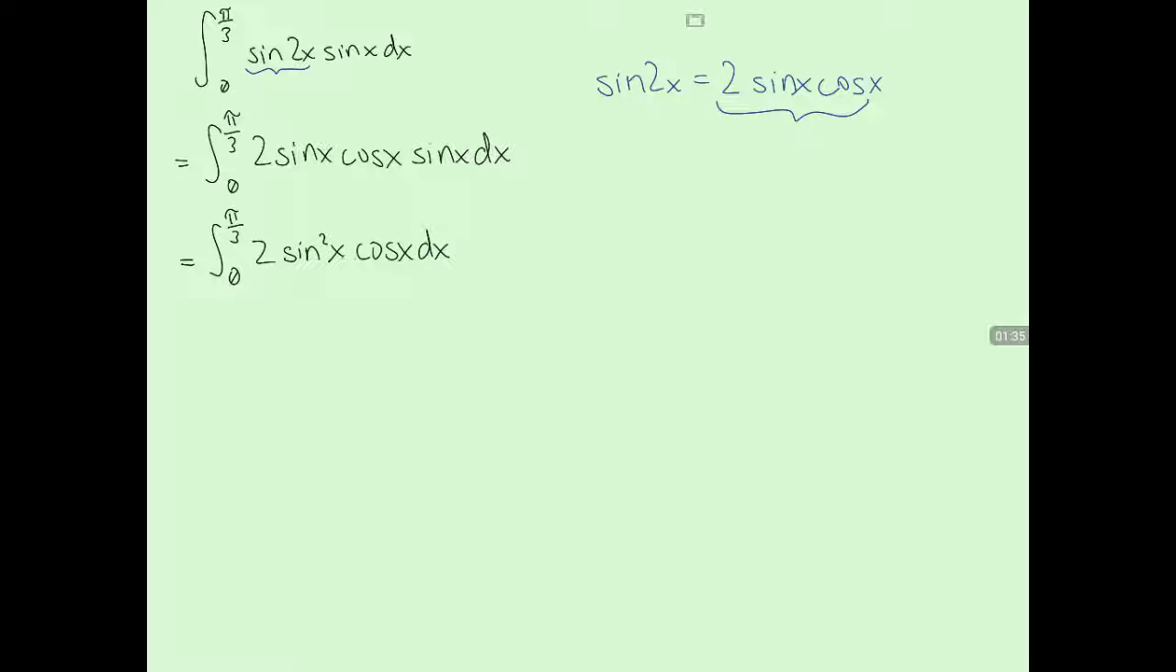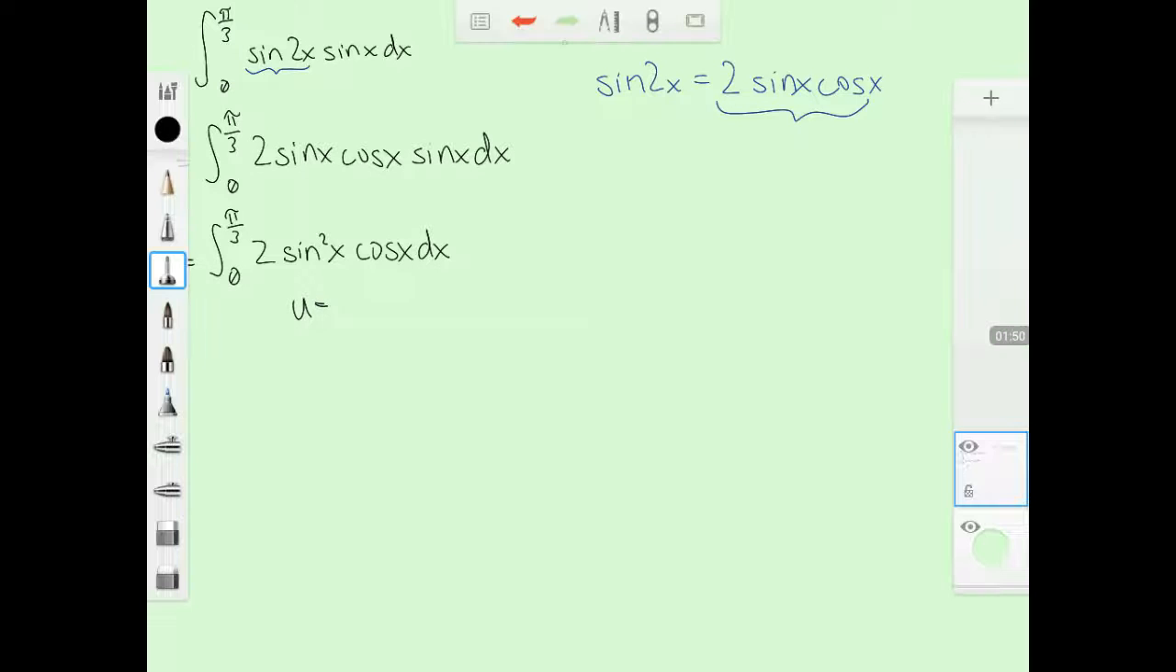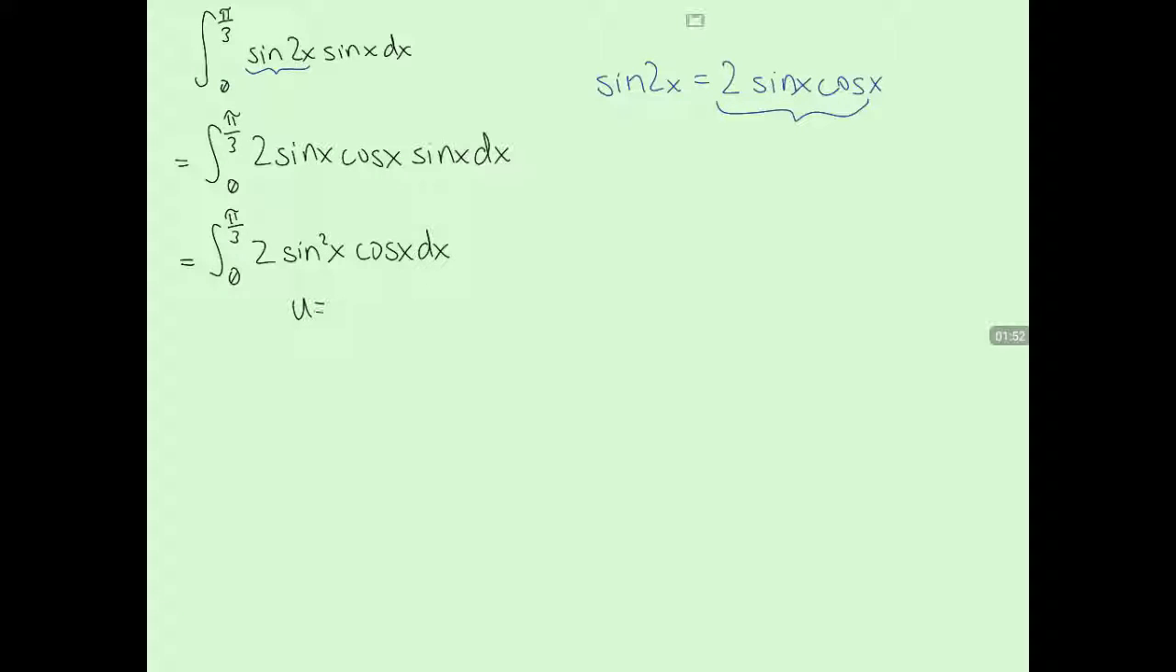And now we can see that we have sine in some sort of power, and we have a single cosine x. So now we can use substitution, because the derivative of sine x is cosine x. So let's give that a try. We have u equal to sine x, and let's have du equal to cosine x dx.